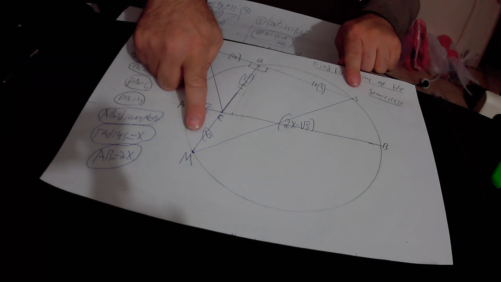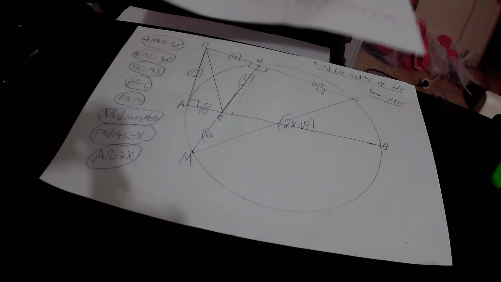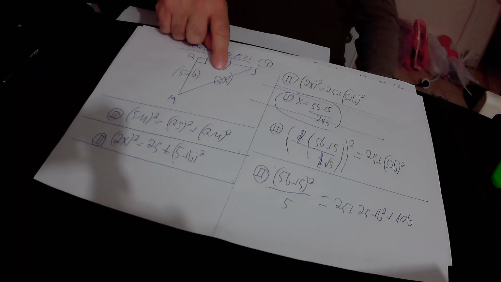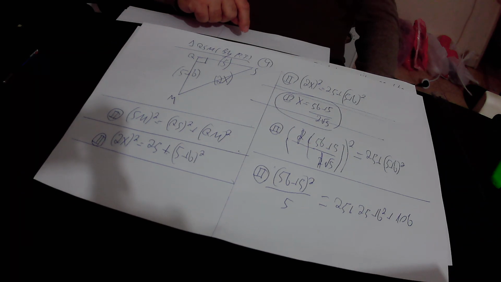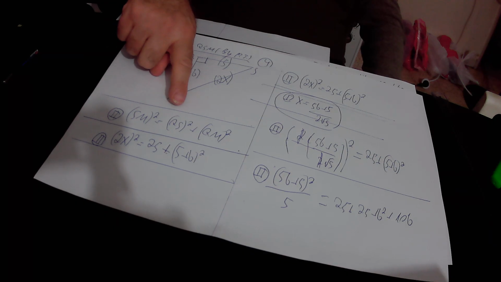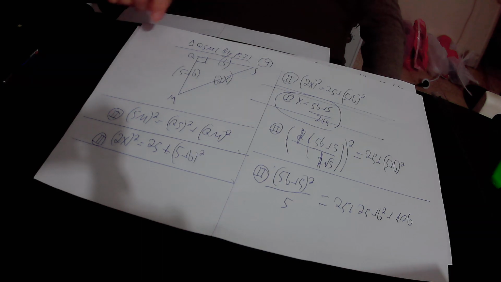And the hypotenuse SM is also the diameter of the circle, that is equal to 2x, according to rule number 5. The hypotenuse SM equals 2x units in length. So according to the Pythagoras theorem, in this right triangle QMS, SM squared equals QS squared plus QM squared.